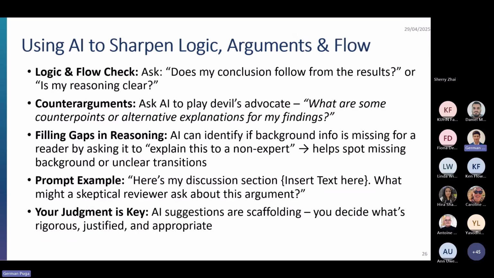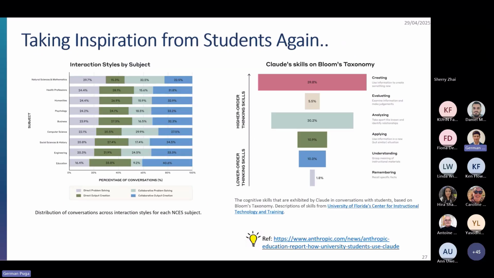Sharpen logic, yep, does my conclusion follow from these results? Is my reasoning clear? Have I explained it correctly, right? I'm just going to start to go a bit quicker through these ones, moving to different sections. You can go have a look at the GitHub repo again, which has all these slides plus all the prompt examples I've shown today. And let's take some inspiration from students again.